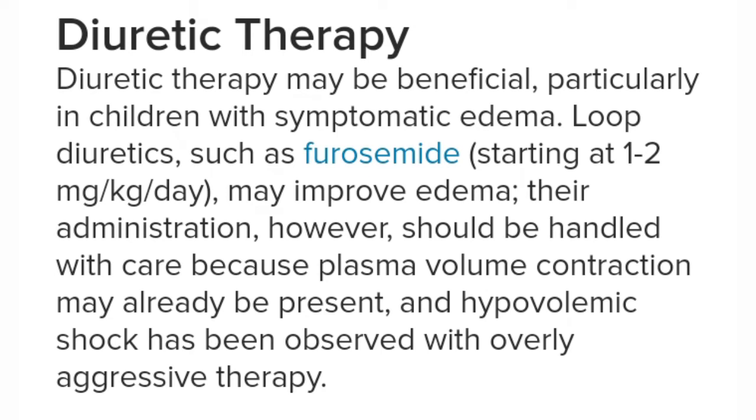A loop diuretic in the form of furosemide can be given at 1 to 2 mg per kg per day and may improve the edema. Its administration, however, should be handled with care, because plasma volume contraction may be present and hypovolemic shock may be observed with overly aggressive therapy. Nephrotic syndrome is a hypovolemic condition. The fluid is going out from the blood vessels into the interstitial spaces. So if you give further diuretics, more fluid moves out. So although the patient is edematous, they can go into hypovolemic shock. So you have to give these diuretics very carefully.